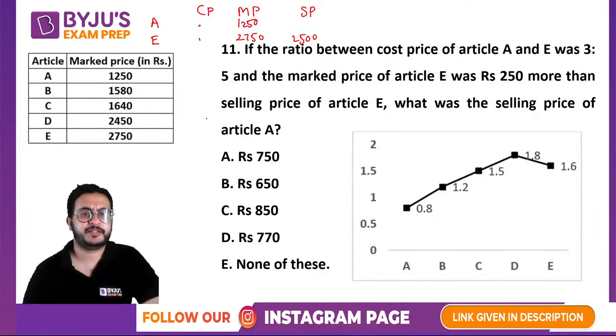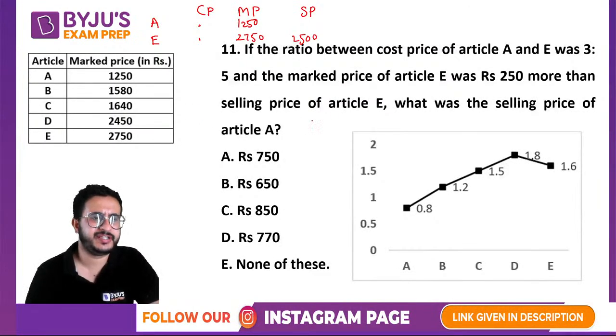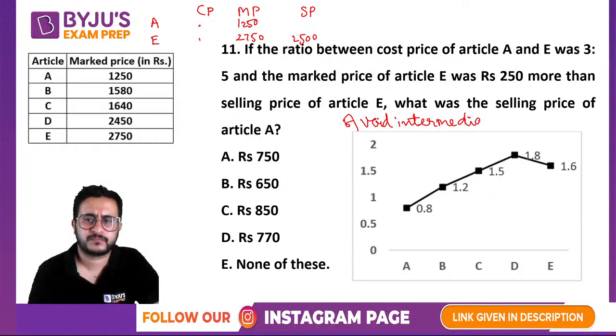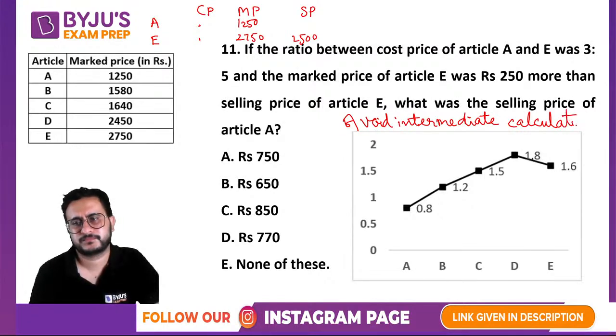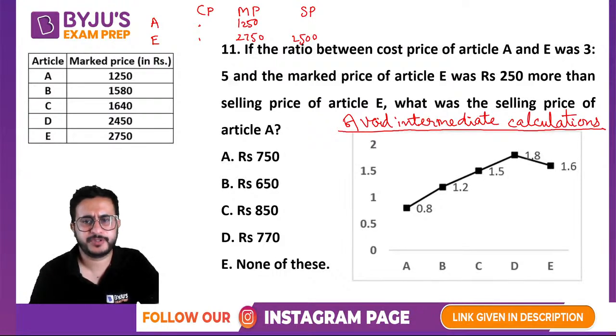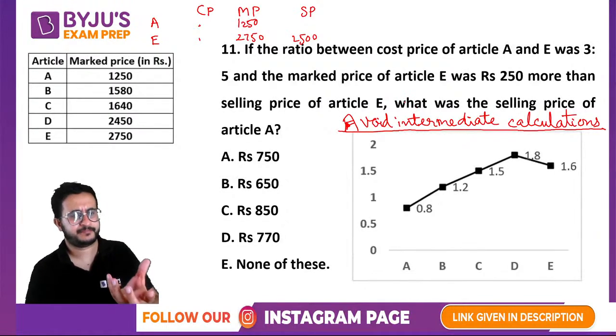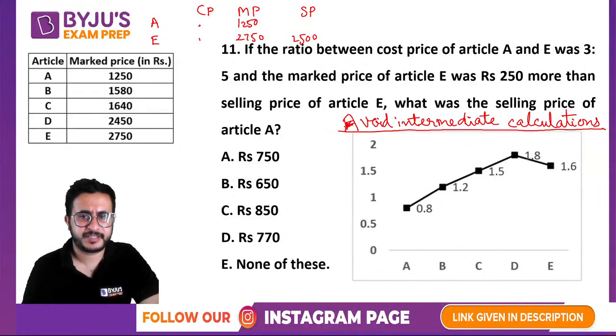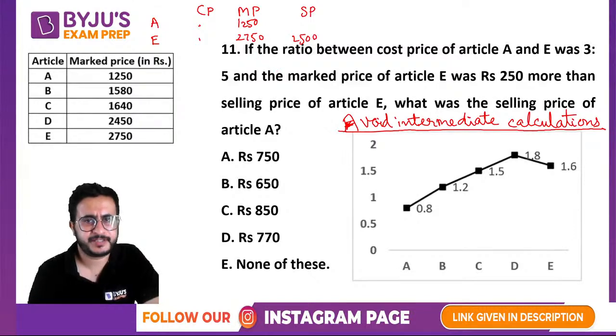Now, one important thing that you remember in doing sets, like quant, DI, जो भी होता है, avoid intermediate calculations. Okay? The biggest mistake that people do is they do intermediate calculations, and that's the reason they suffer. I'll tell you what I mean by this. Now we know that the selling price of this is this.